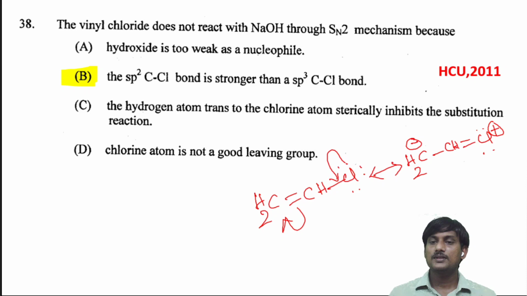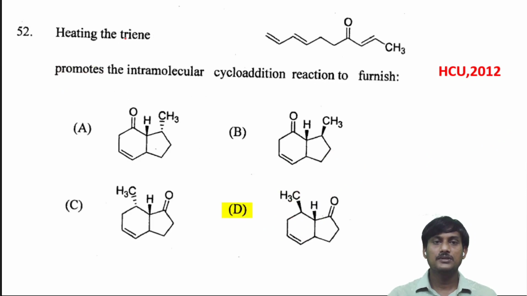In this resonance structure, there is a partial double bond character between carbon and chlorine. So the sp2 C-Cl bond is stronger due to partial double bond character than sp3 C-Cl bond. This is the correct option.